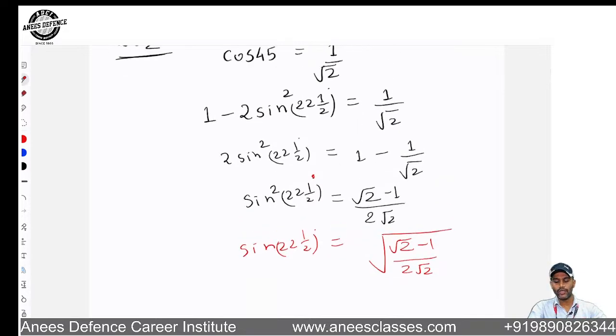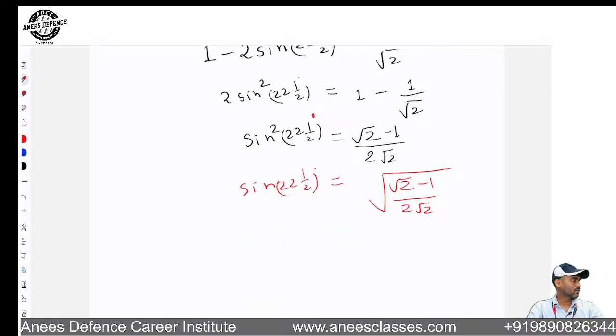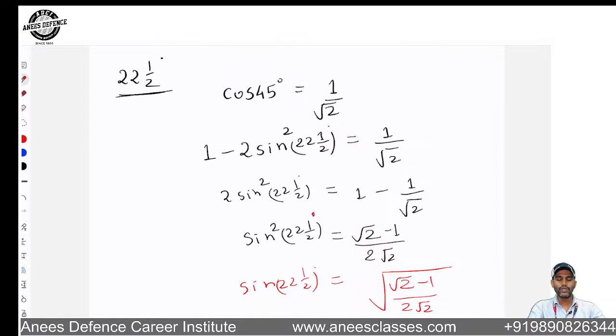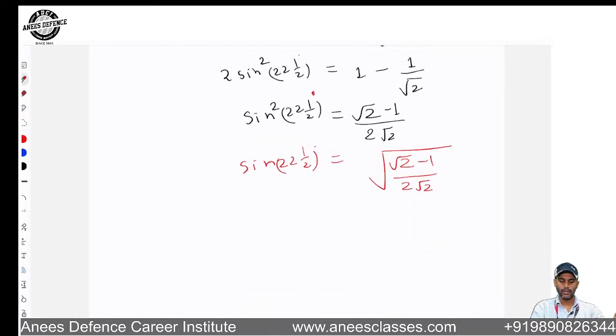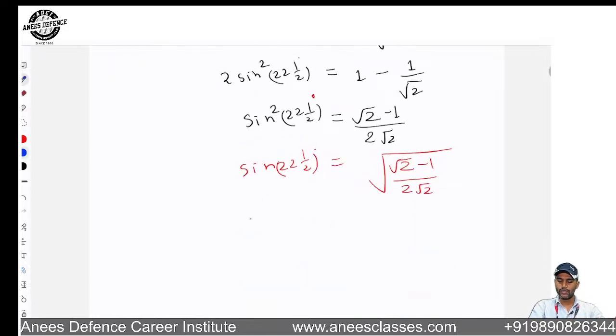Similarly, what is cos 22 and half? Instead of minus, plus is going to come. Very easy. Or otherwise, what we can do? We could have used this formula. Which one? 2 cos square theta minus 1 is cos 2 theta. So you'll get the value of cos 22 and half. So I'm writing it here directly. Now, cos 22 and half degree would be equal to under root (2 plus 1) over 2 root 2.